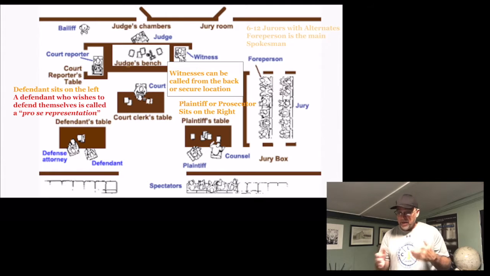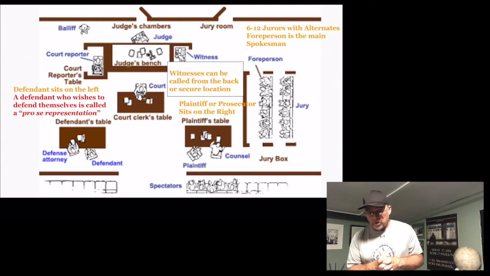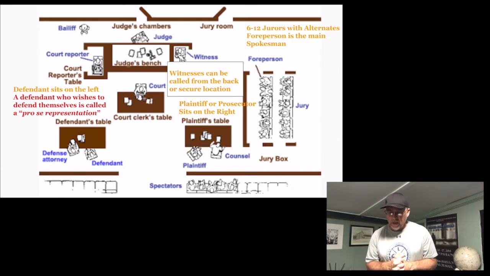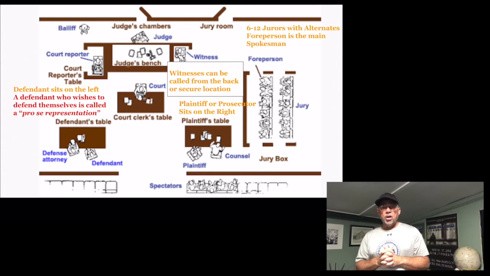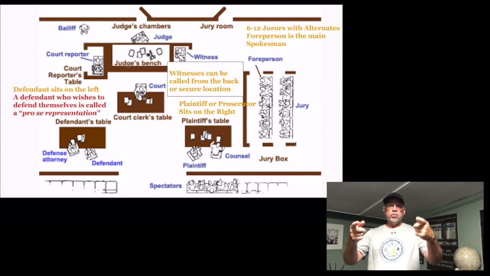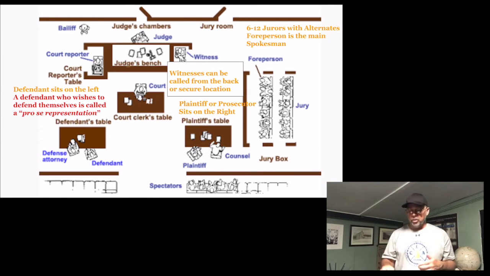Okay? And then we get to the 6 to 12 jurors. Some courts will have 6, but usually it's around 12 with about 6, 7 alternates. Jurors with alternates. The foreperson is the main spokesperson. The foreperson is like the foreman of the jury and runs the jury meetings. And the judge actually appoints who that person is going to be in agreement with the lawyers.